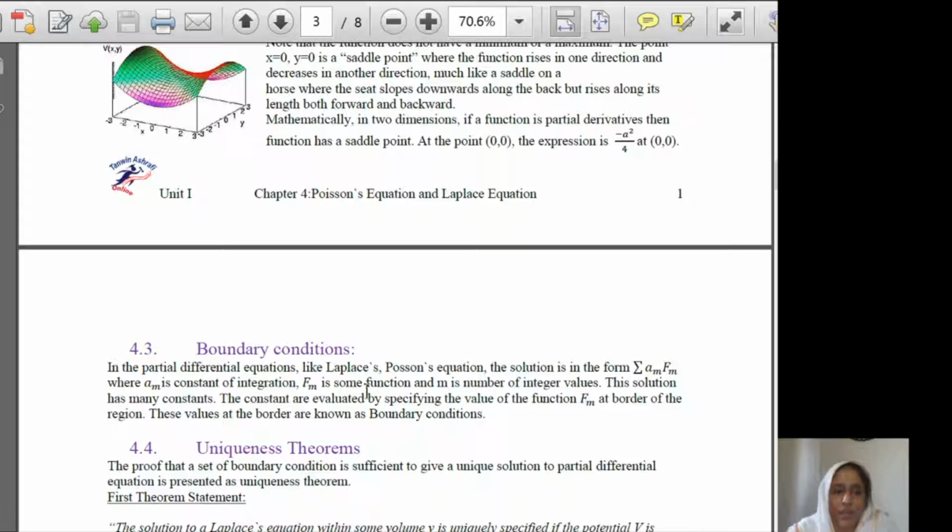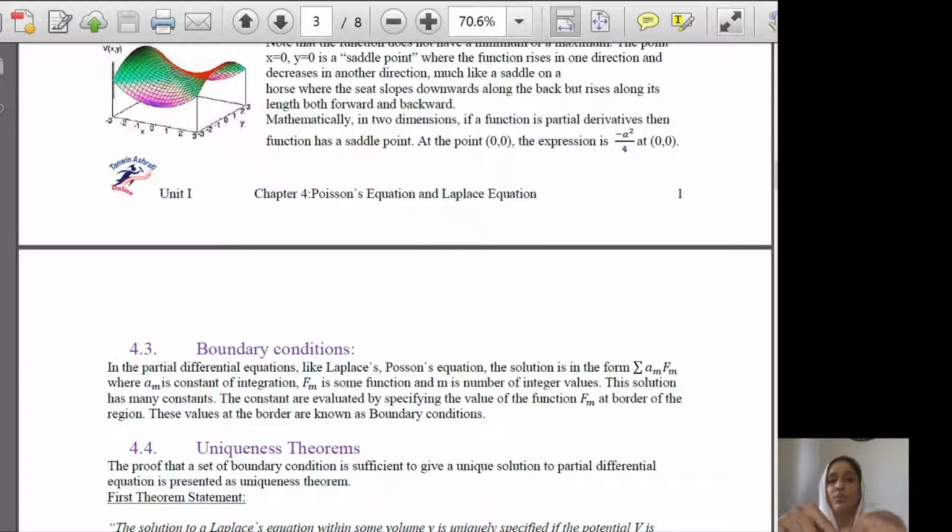Boundary condition. Now, in a partial differential equation like Laplace's or Poisson's, the solution is in the form of the summation of a_m f_m, where a_m is a constant, f_m is a function, and m is an integer. Then the solution has many constants. So the constants are evaluated by specifying the value of the function f_m at the border of the region. There comes what to consider and what not to.